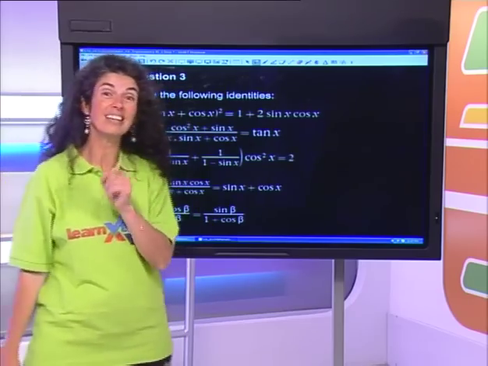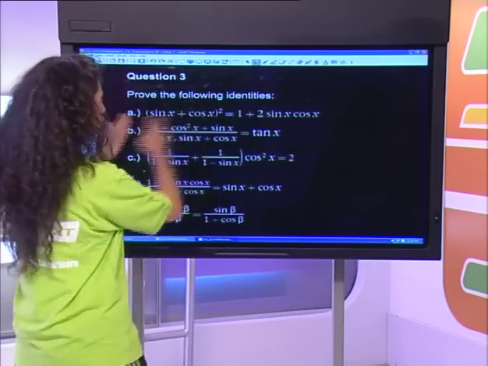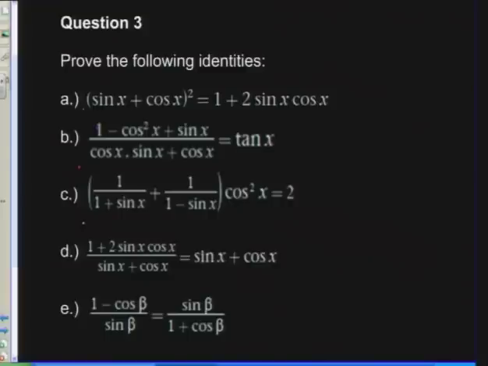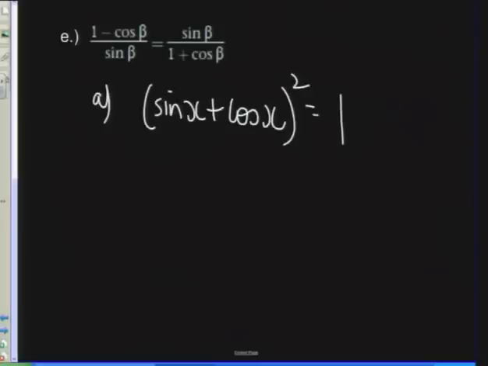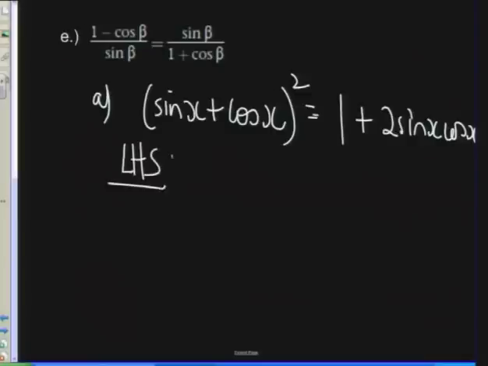So there's a very technical way of doing this. You have to choose a side. So I'm going to choose my left-hand side. The first question is to prove that (sine x plus cos x) squared is equal to 1 plus 2 sine x cos x. Since I've chosen the left, you write LHS for left-hand side. And that has been given as the square of that bracket.